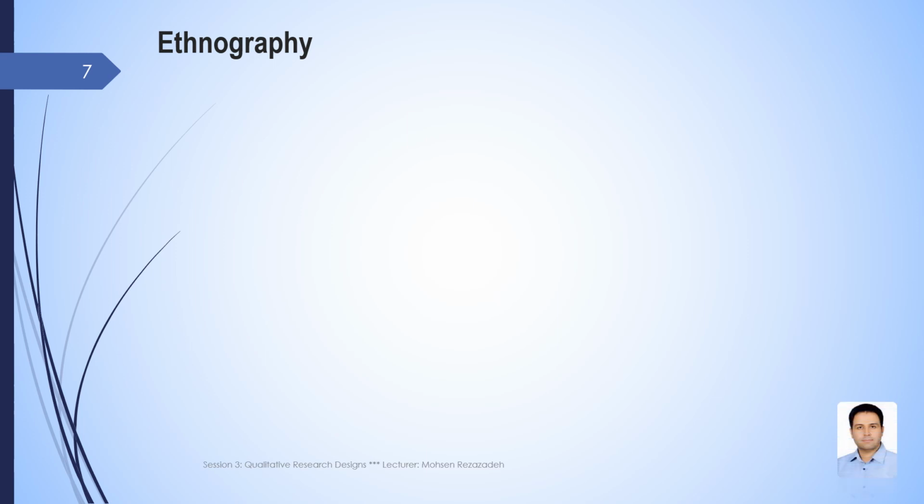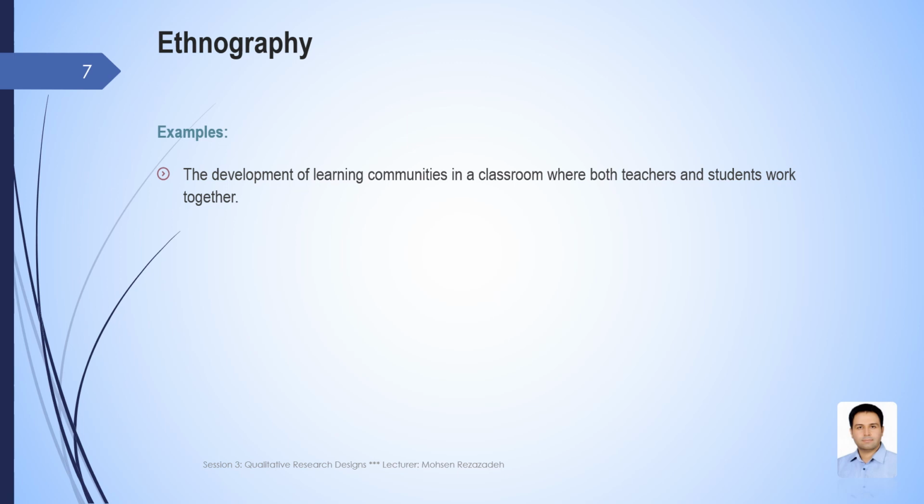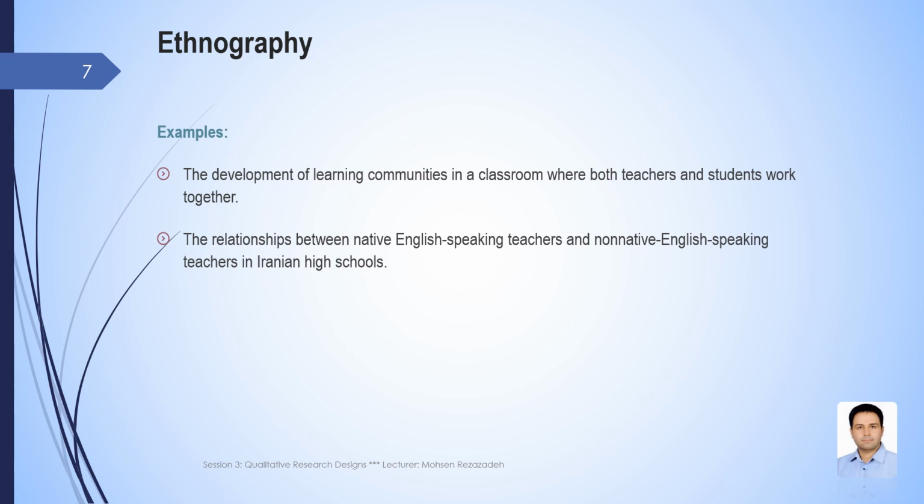In the field of language education, we can suggest the possible types of topics or issues that researchers as ethnographers might examine. For example, ethnographers might choose to study the development of learning communities in a classroom where both teachers and students work together, looking at L2 learning issues from an emic perspective. Or we can consider relationships between native English speaking teachers and non native English speaking teachers in Iranian high schools. That is, we can see if there is any association between native English teachers and non native English teachers in high schools of Iran. For example, we can talk about their cultures, we can check if the performances are different, and things like that.